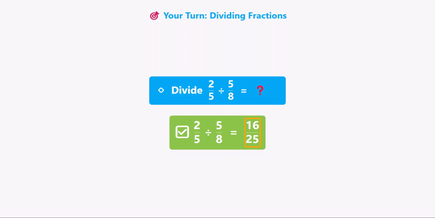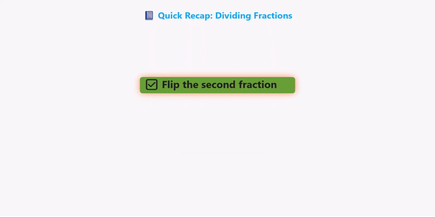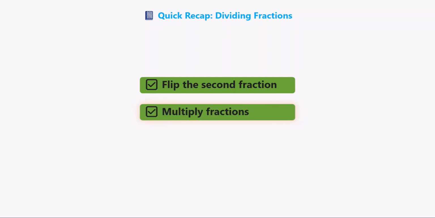You're really getting it. Let's wrap it up with a quick recap. Step 1. Flip the second fraction to find its reciprocal. Step 2. Multiply the first fraction by the flipped fraction. That's it. You've mastered dividing fractions. Well done.